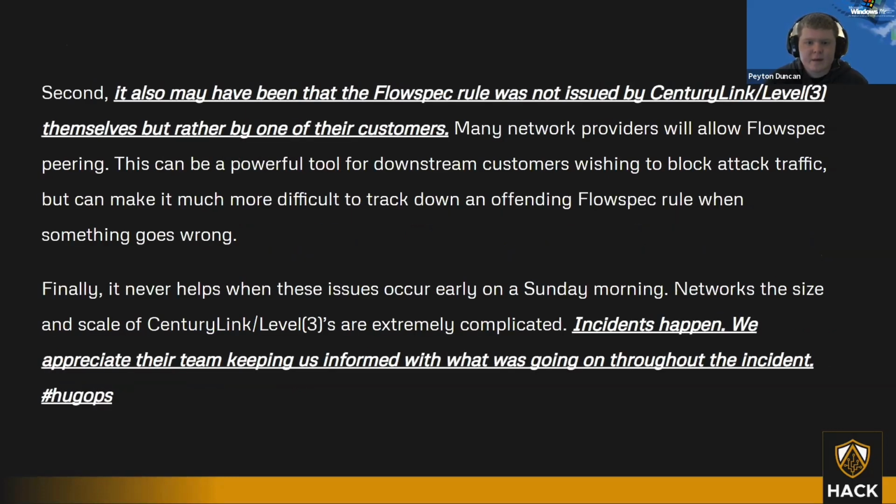They also think that the flow spec rule was not issued by CenturyLink Level 3. Probably another company did it, but due to how BGP is handled, it propagated through their network. Last sentence, another critical sentence to learn from this: incidents happen. We appreciate their team keeping us informed with what was going on throughout the incident.